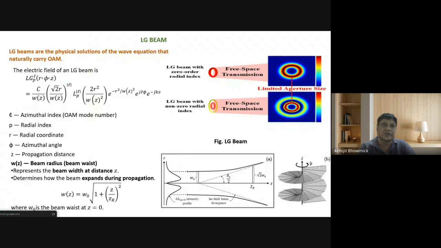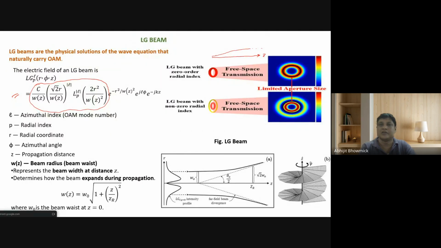This is the expression of the LGB, where this part controls the propagation. I already told you that the beam is propagating. Say this is the beam. It is propagating along the Z direction. Say this is the Z direction. So it looks like this.